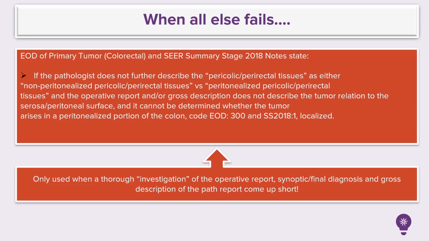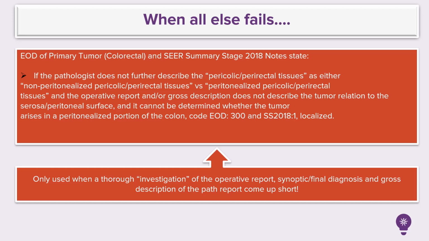And the last thing I want to point out here is when all else fails. Note 6 of the EOD and Note 7 of SEER Summary 2018 state, if the pathologist does not further describe the pericolic or perirectal tissues as either non-peritonealized versus peritonealized, and the operative report and/or the gross description does not describe the tumor's relation to the serosa or peritoneal surface, and it cannot be determined whether the tumor arises in a peritonealized portion of the colon, then code to EOD 300 and SEER Summary 1, localized.